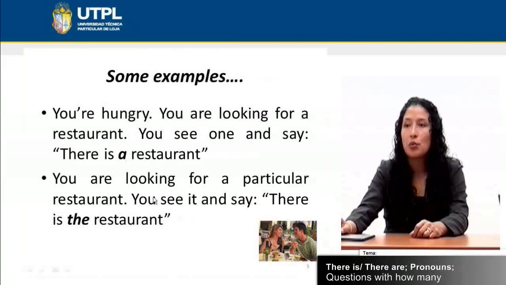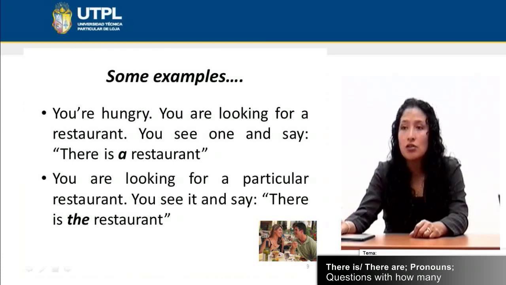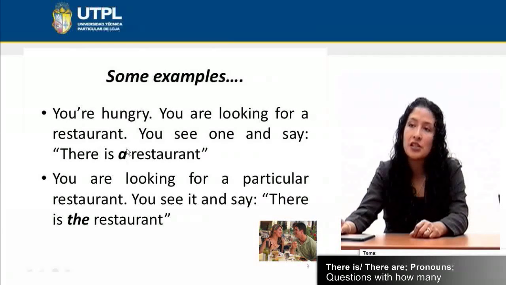What happens in the following example? When you are looking for a particular restaurant, for something very specific, you use the. There is the restaurant. So a is for a general thing, while the is for a specific situation.